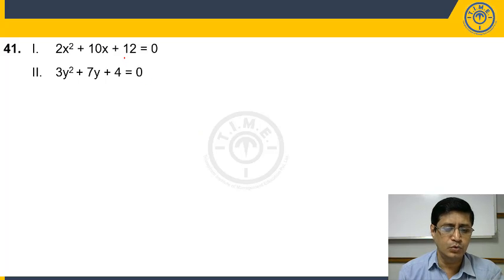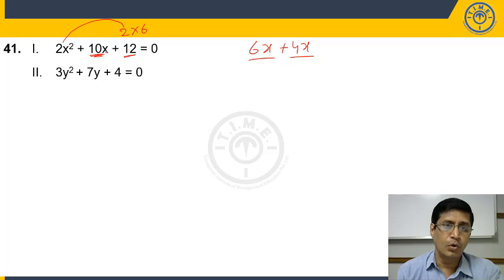Now what is the value of the product? It means 2 into 12, that is 24. Now we can express this 24 as a product of 6 and 4. What are the factors for the 10x? 6x plus 4x are the factors for 24, whose sum is equal to the middle term.